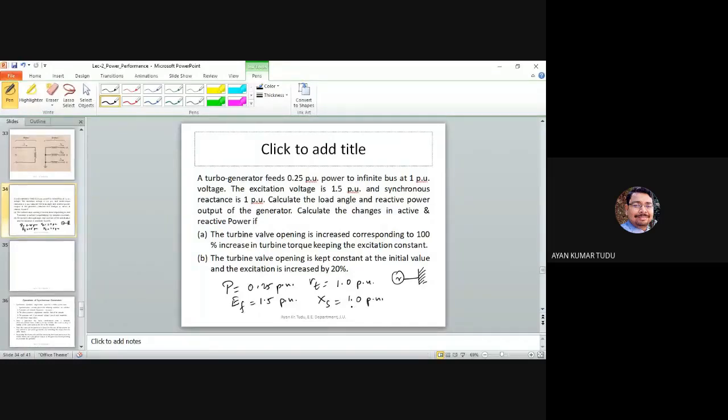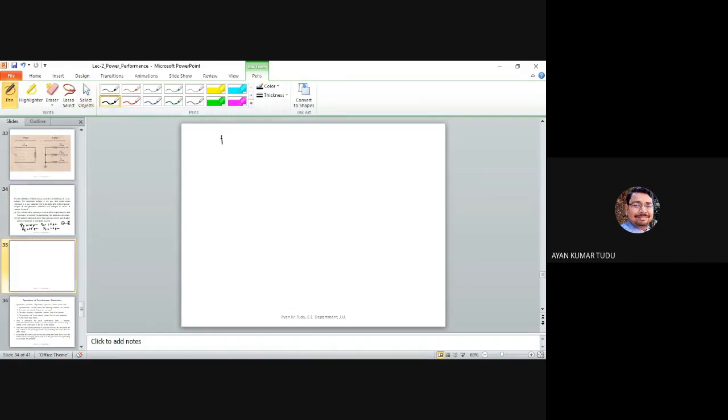We have to calculate the load angle and the reactive power output of the generator. Which equation will we use? We derived it in previous classes also: P = Ef Vt by Xs sin delta. From this expression we get the value of delta. Similarly we have to find the reactive power output, applying the value of delta and the other values. The expression is Q = Vt by Xs into (Ef cos delta minus Vt). This was the expression for reactive power.